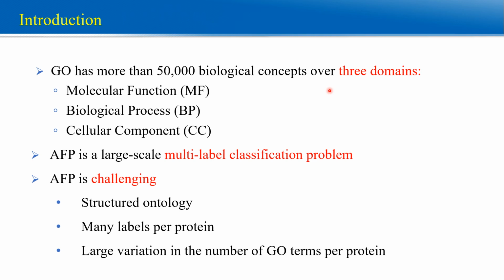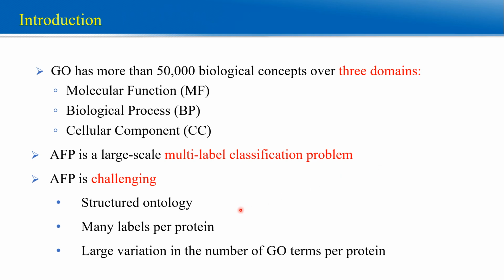Most proteins still need to be explored for their functions, so designing a high-performing method to make automatic function prediction is important, which can help researchers to improve their efficiency. But automatic function annotation is really a challenging problem.